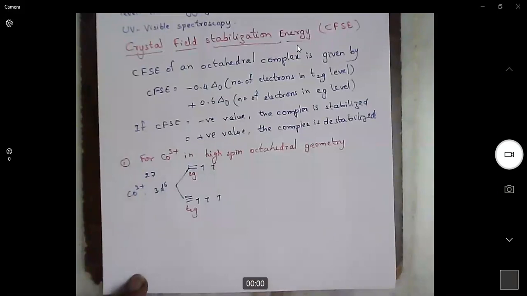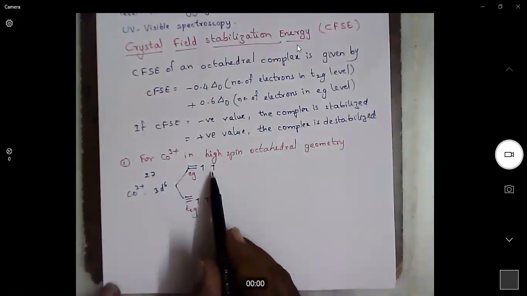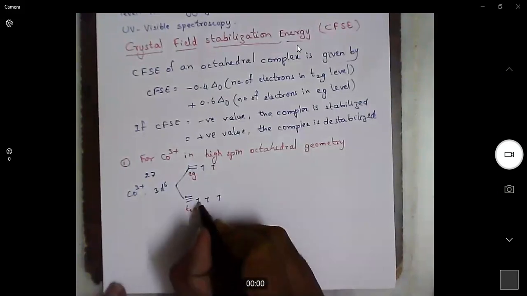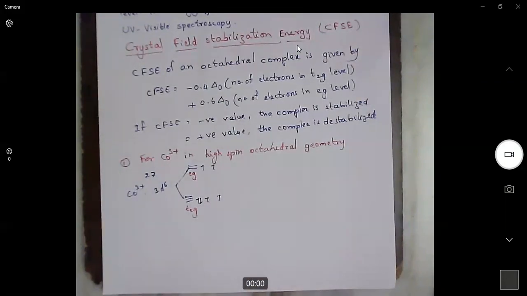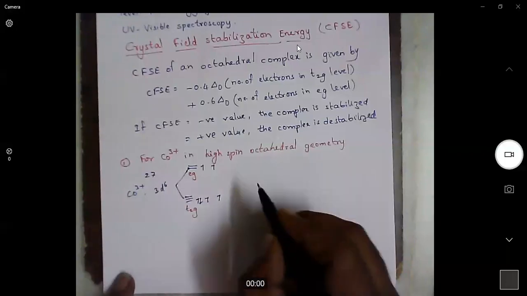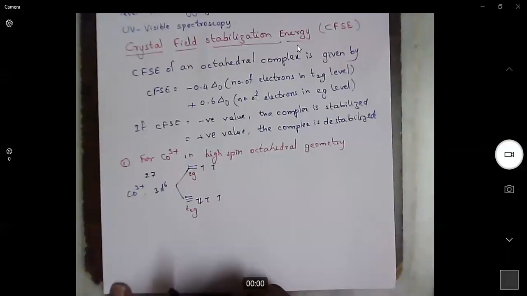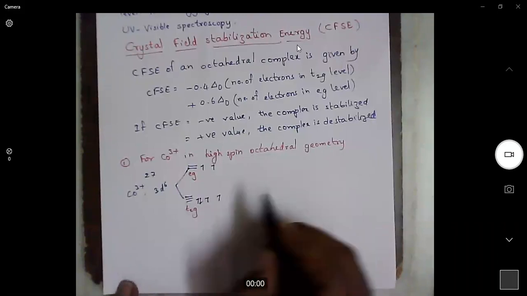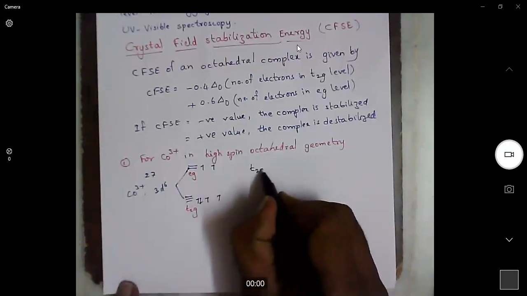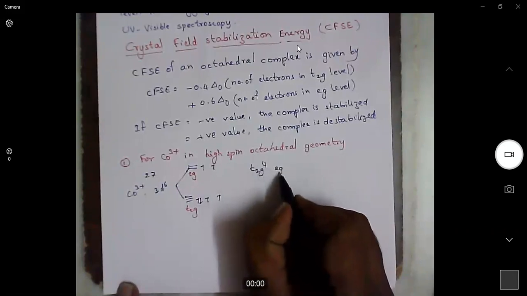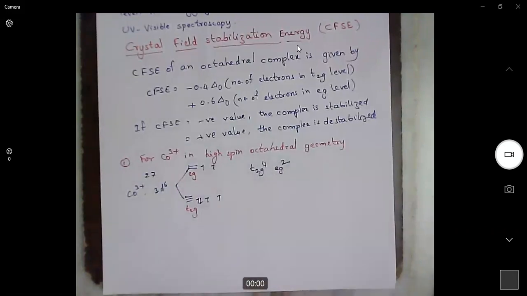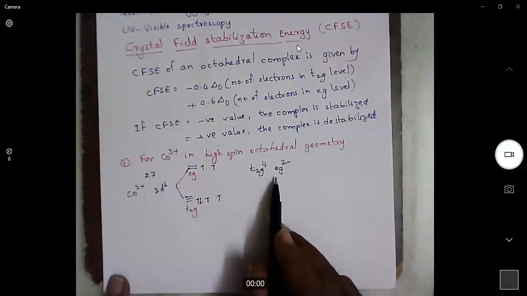Each orbital will be filled with a single electron. Then the fourth electron enters into Eg level. Fifth electron also enters into Eg level. Then the sixth electron comes to T2g level and it gets paired with one electron. So what is the configuration of Co3+ in a high spin octahedral complex? Its electronic configuration is T2g4 Eg2. The electronic configuration of Co3+ ion in an octahedral high spin complex is T2g4 Eg2.